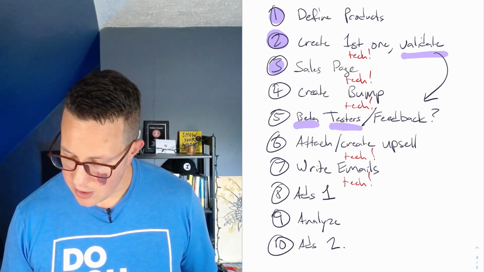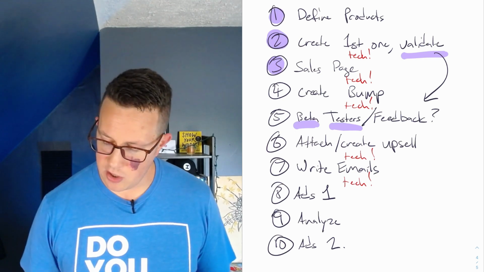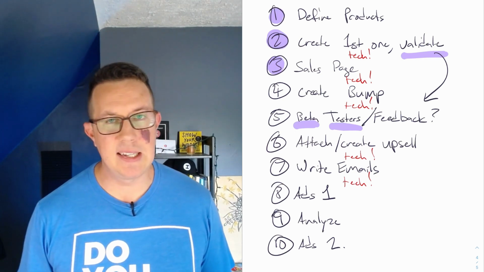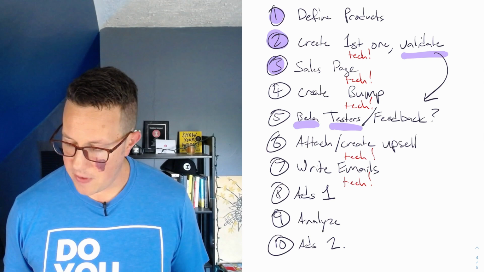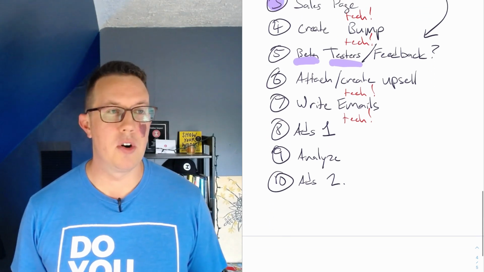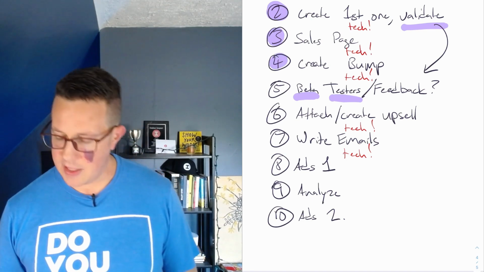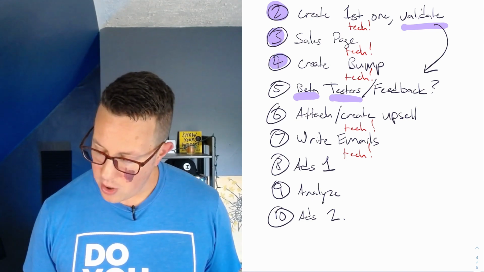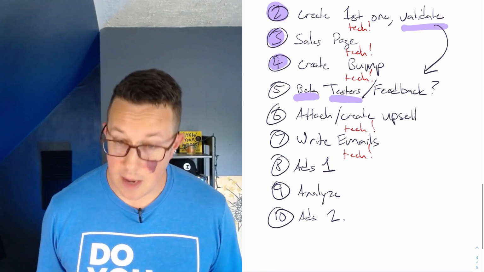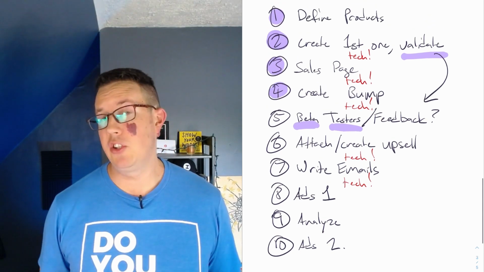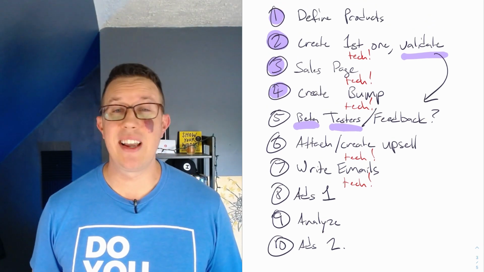The next little step here would be to throw up a sales page. You could also do this before you validate and send it out to your email list or something. I recommend following a swipe file or my sales page templates to make it easier. Create the bump offer at this point, and then before you get down here to the upsells and stuff like that, I actually suggest launching and even testing out some Facebook ads.